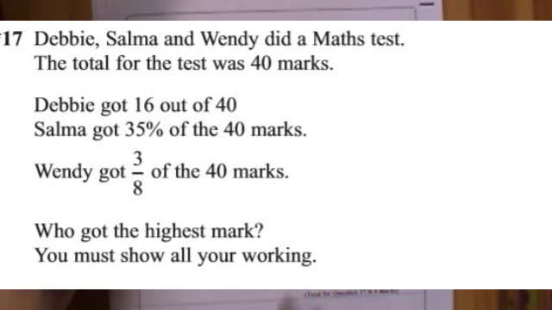So I think the easiest thing to do here is to change them all to percentages. Debbie got 16 out of 40, so we write 16 over 40 times 100. So to work out 16 out of 40 times 100, what can we do? Well, we could cancel, couldn't we? We can divide both the 100 and the 40 by 10. So we can cancel out some noughts.